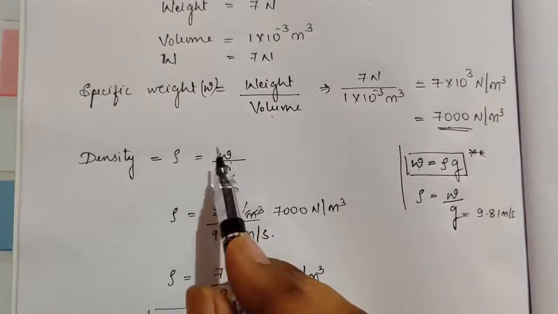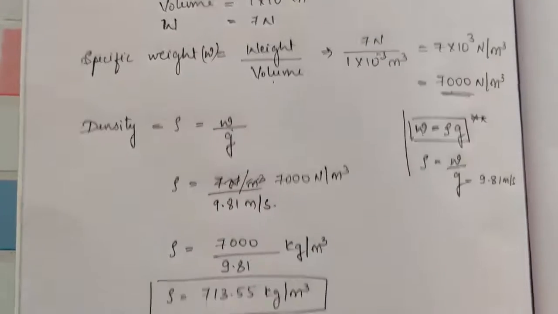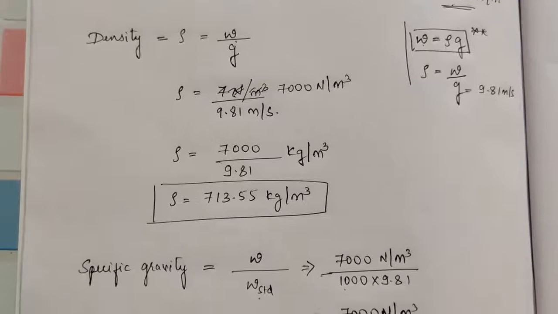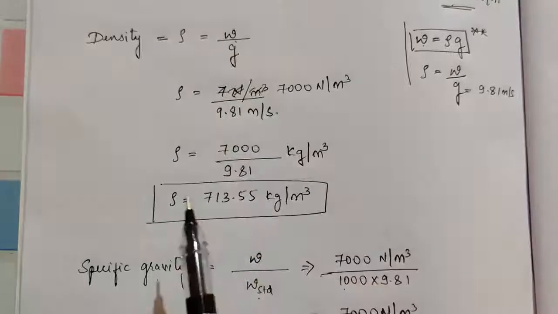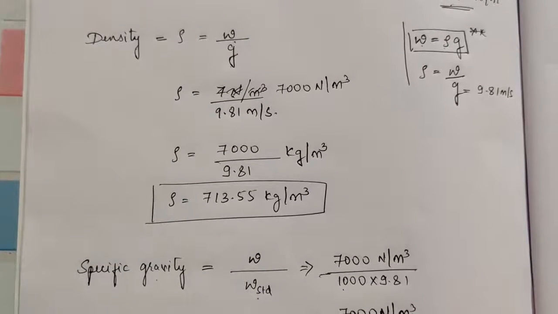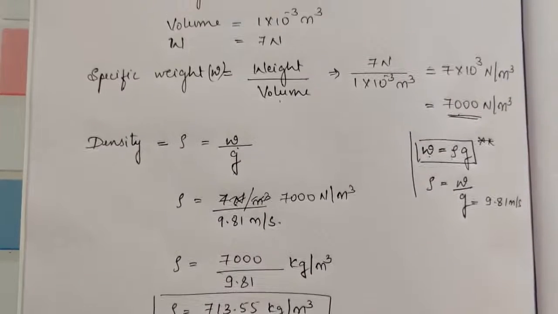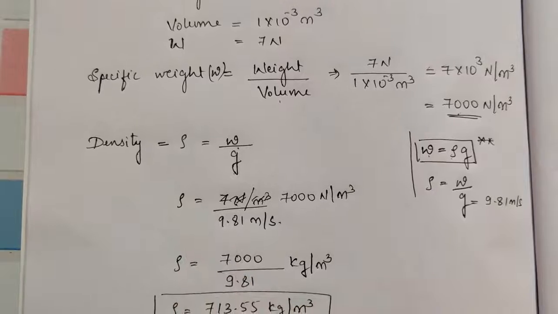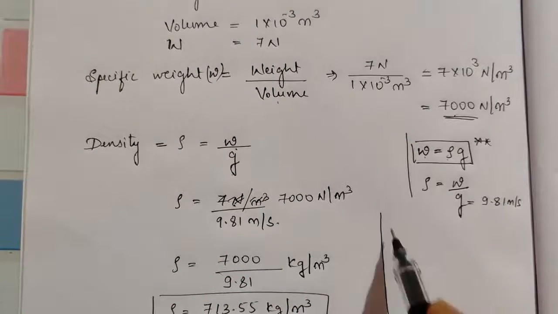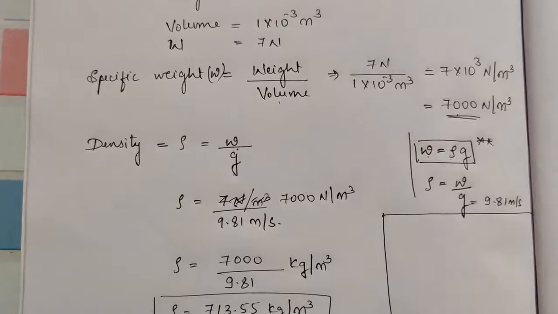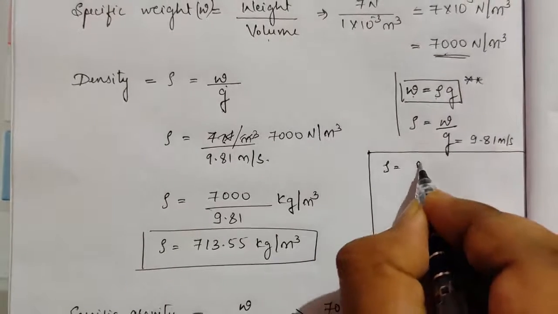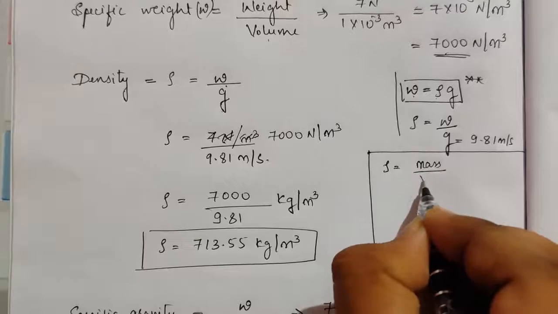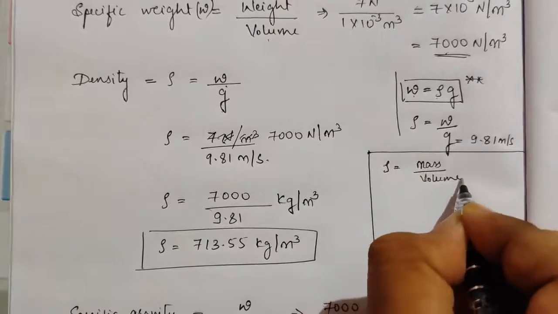Specific gravity is different from acceleration due to gravity, they are both different. Okay. Now you can also find the density in another way. I'll show you here. So according to the definition, what is density? Density is equal to mass by volume, right?